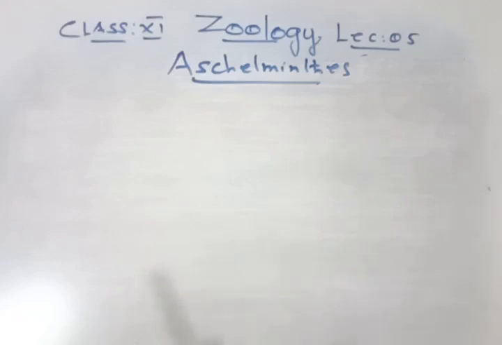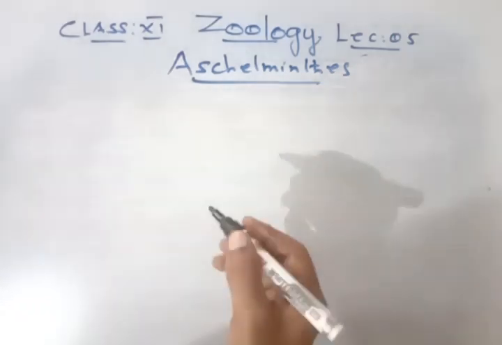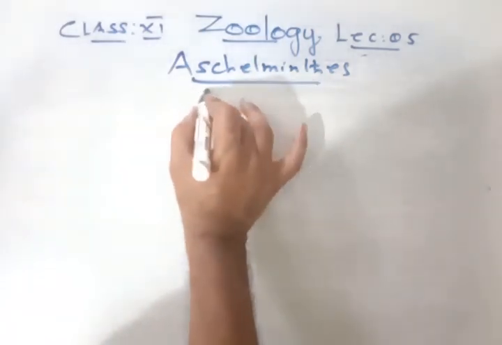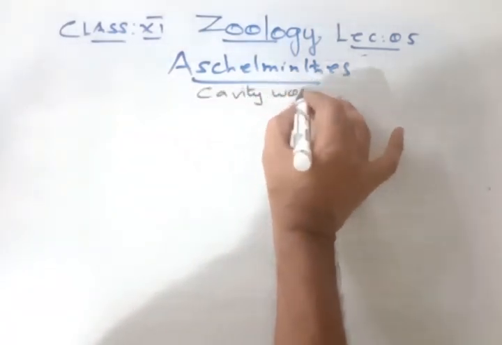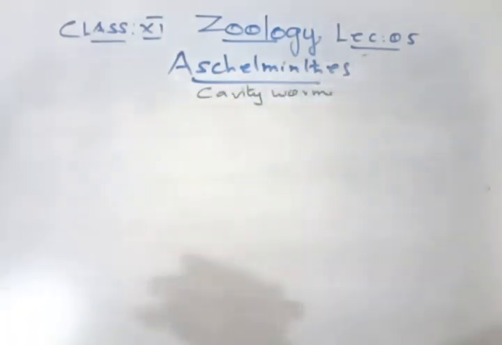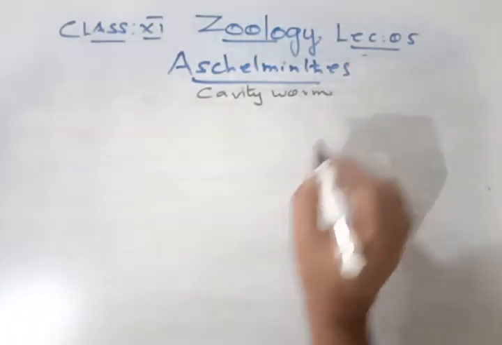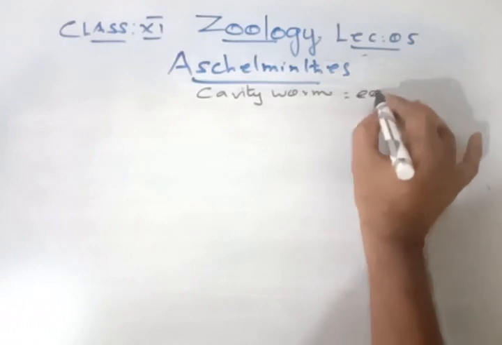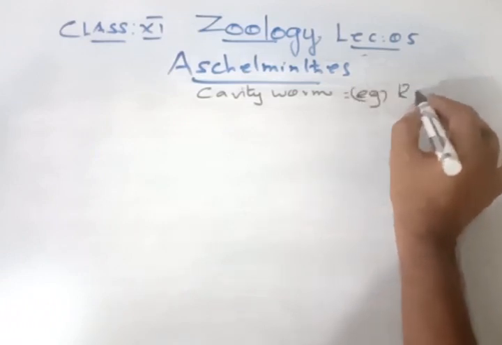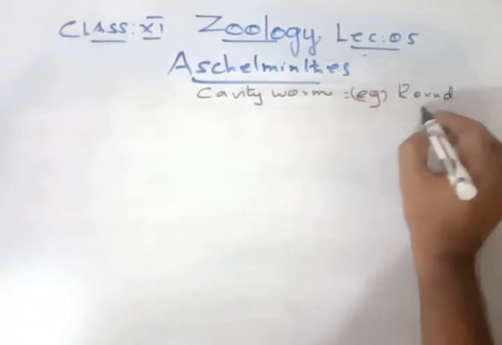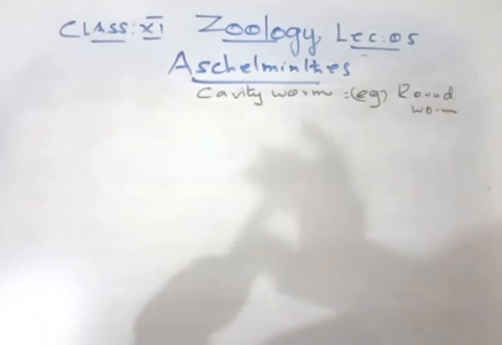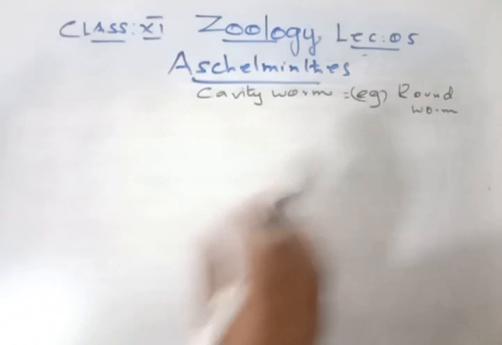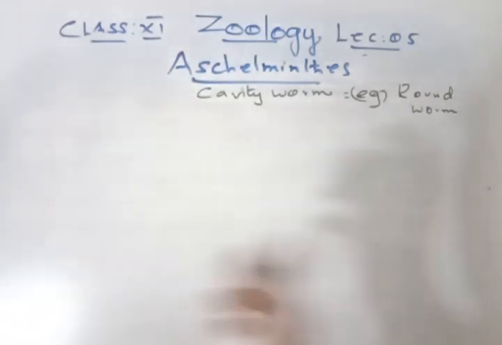Then what we will talk about here is the Aschelminthes. Now Aschelminthes means, asc means cavity and helminthes means worm, the worm which has a cavity in it. So an example is roundworm. That means it will have an inside cavity. Now when you cut this worm into a cross section, it looks like a round appearance.